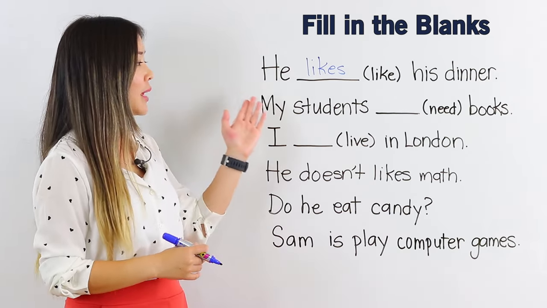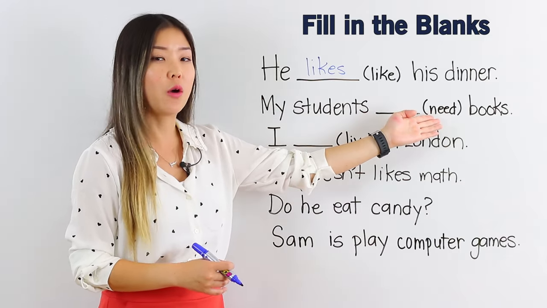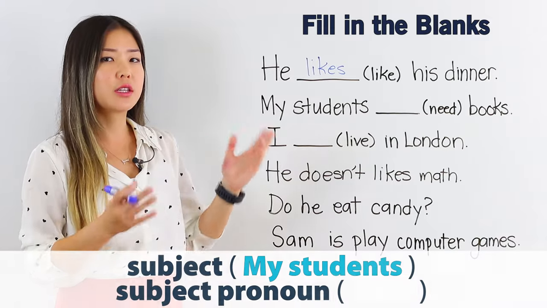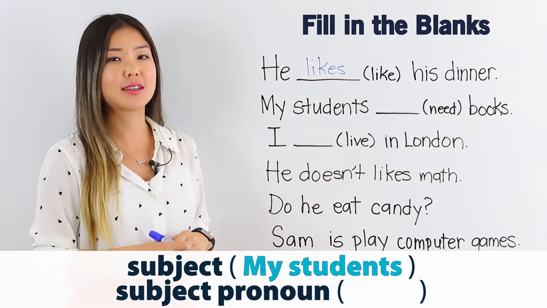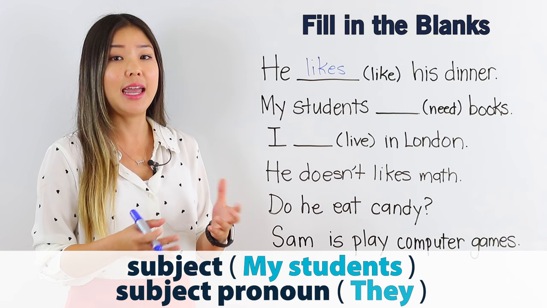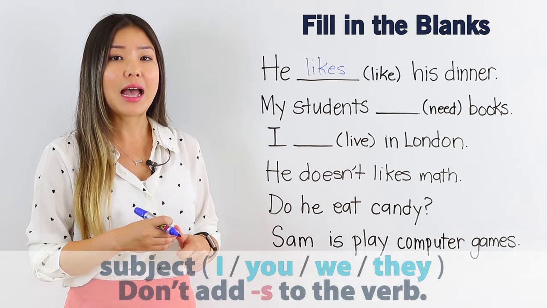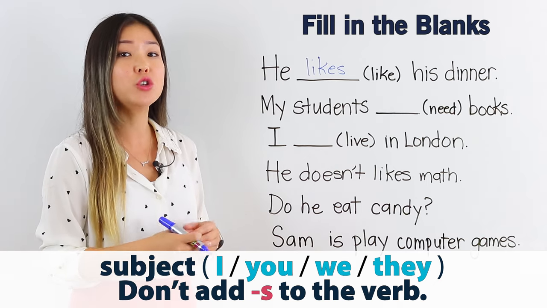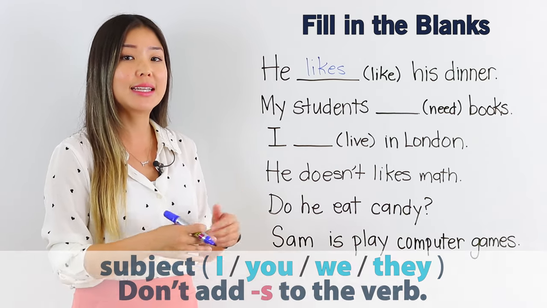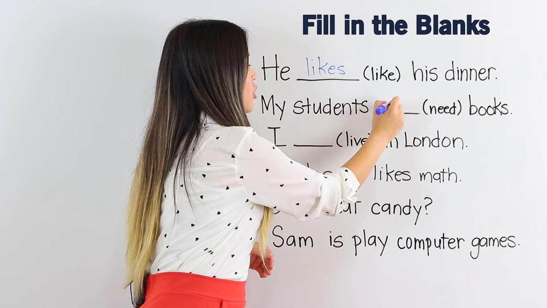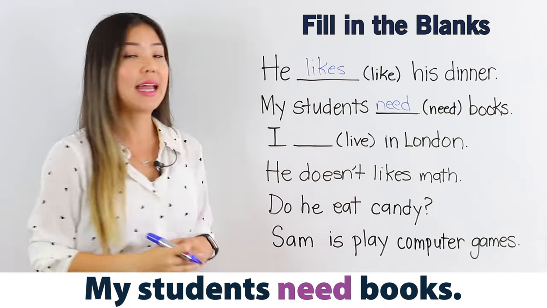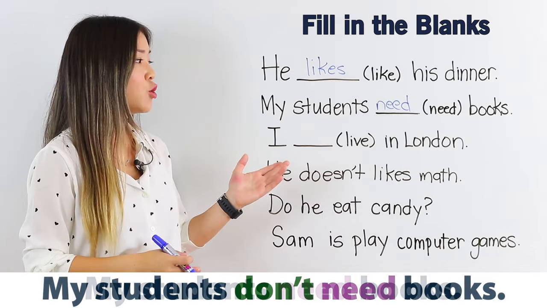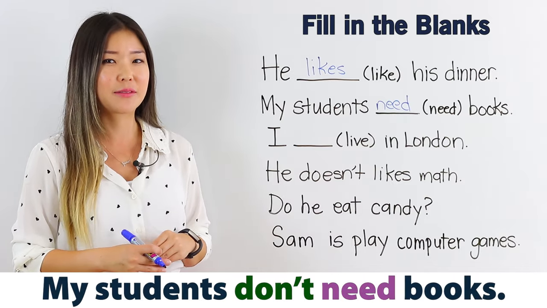The next sentence says, my students blank, I want you to think of need, books. What is the subject pronoun for my students? The correct answer is they. If the subject is I, you, we, or they in the present simple tense, we don't change the verb. We keep it as is. So the correct answer is, my students need books. Now for the negative, you can say, my students don't need books.